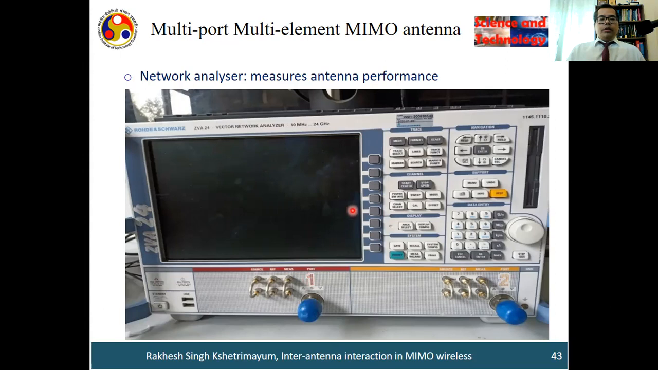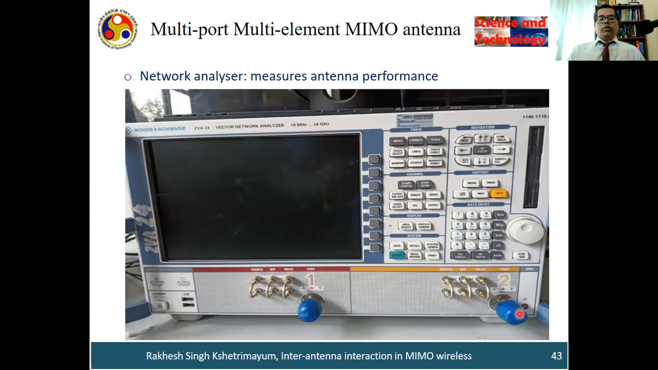This is one typical network analyzer we use in our lab. It's made by Rohde and Schwarz, ZNA24. This means it can work up to 24 gigahertz. You can measure antenna performance from 10 megahertz to 24 gigahertz. Look at this here. There are two ports here. This is a point for connection for the network analyzer.